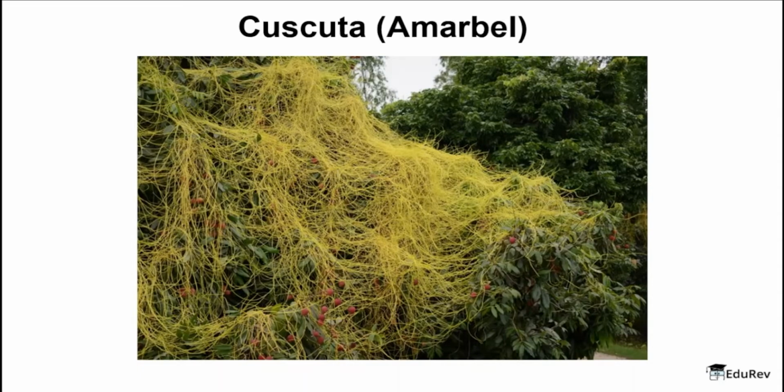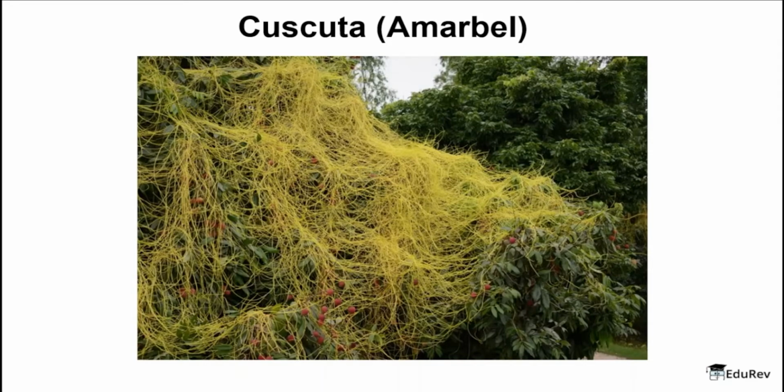We all have seen this yellow wiry kind of branch structure in the trees around us. This structure is called cuscuta or amar bale. As you can see, this is yellow in color, so it obviously does not have any chlorophyll. And because of that, it cannot make its own food. And this yellow structure or amar bale actually depends on the tree it climbs on for its nutrient requirements.